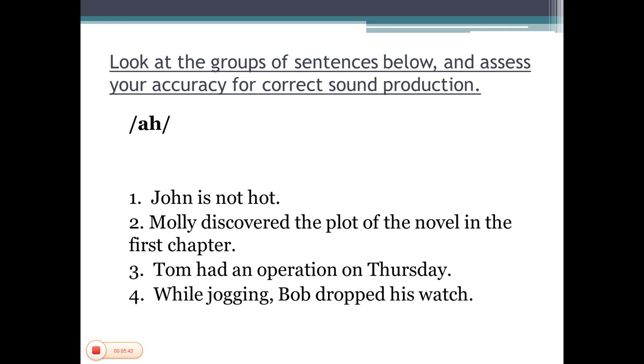Okay, look at the group of sentences below and assess your accuracy for correct sound production. Okay, so let's first practice the first type of letter O, which is giving you a sound of AH or AA.